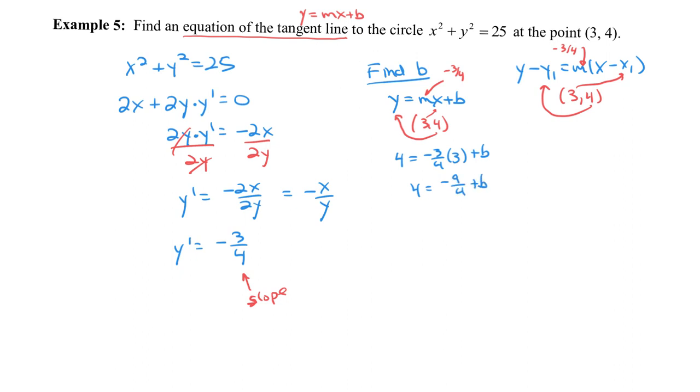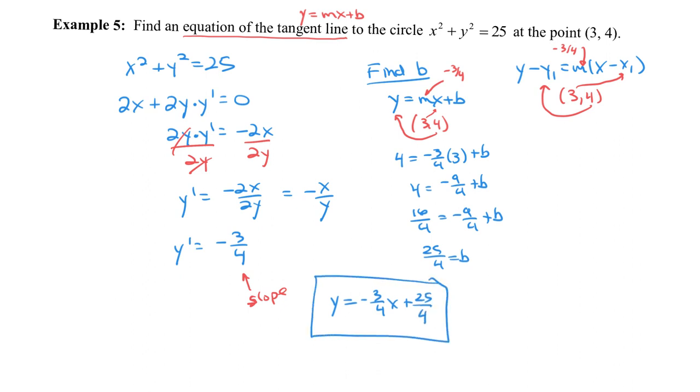And keeping in mind that 4 really equals 16/4. Let me just rewrite this. To solve for b, I'm going to have to add 9/4 to each side. So if I add 9/4 to each side, I'll get 25/4 equals b. So now we know we have the slope and we have the y-intercept b, so our answer will be y equals -3/4 x plus 25/4. So that is the equation of a tangent line to this circle at the point (3, 4).